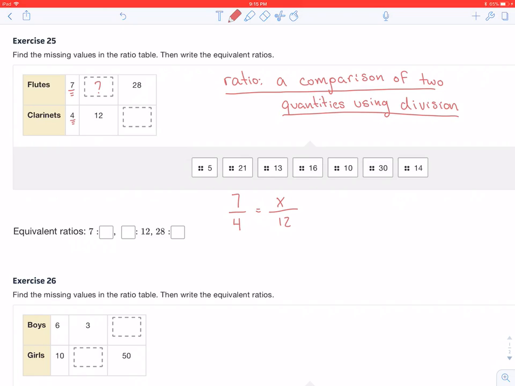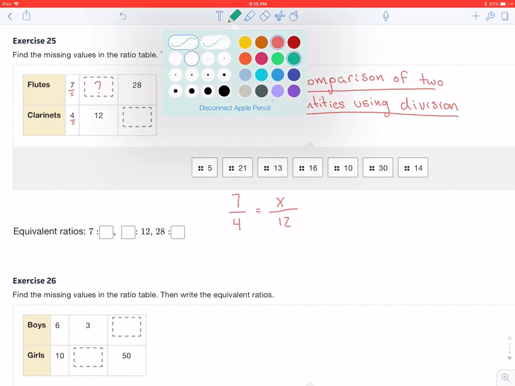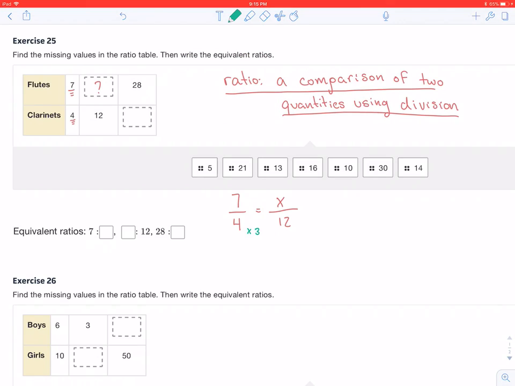So you might be able to just see in your head that what happened here was that we tripled the amount of clarinet players. And if we triple the amount of clarinet players, then we need to triple the amount of flute players. And that will give me 21 flute players for the 12 clarinet players.